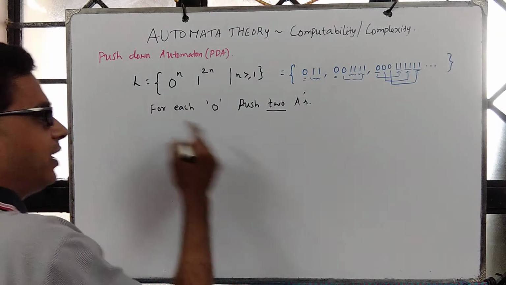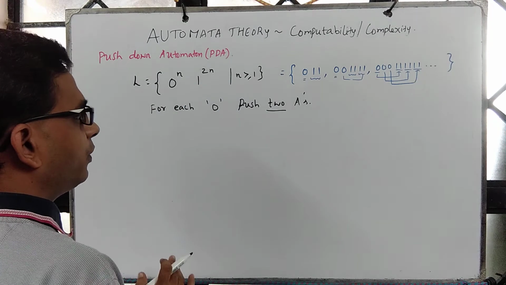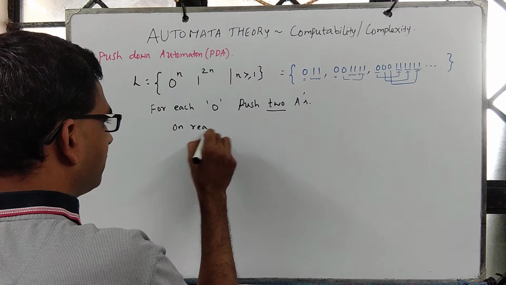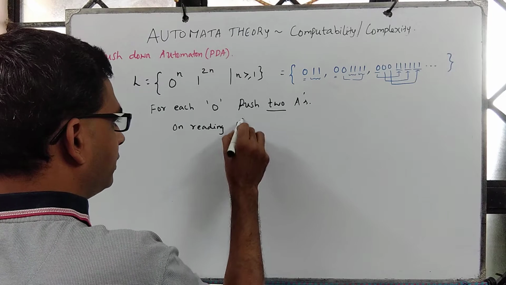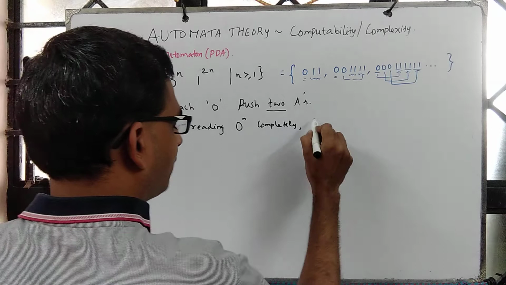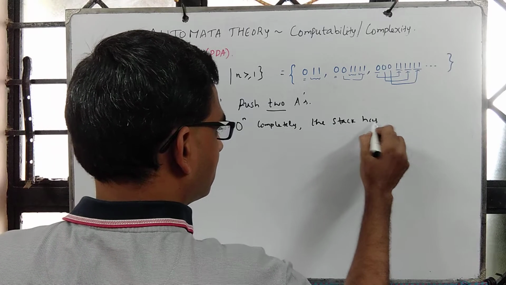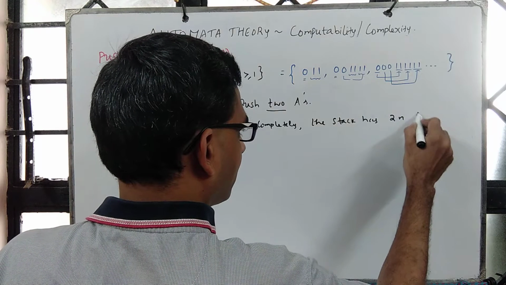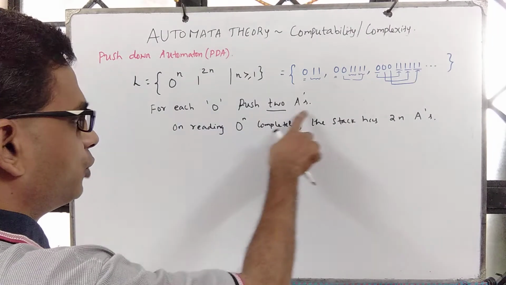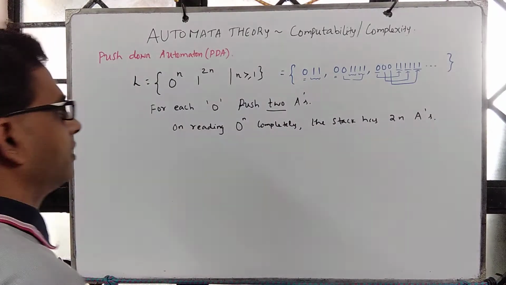And when we see a 1, which means when we read 0 power n completely, what will you see on the stack? The stack has 2n capital A's, because for each 0 we push 2. When you completely read this, there will be 2n A's.